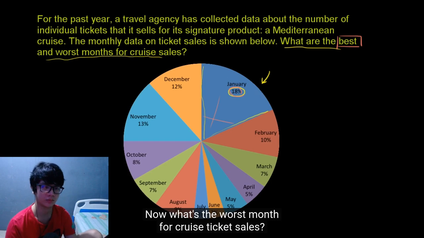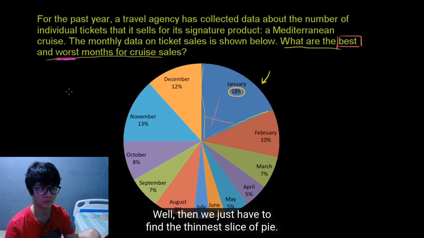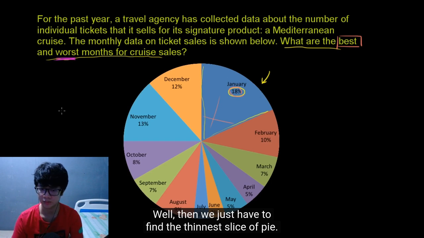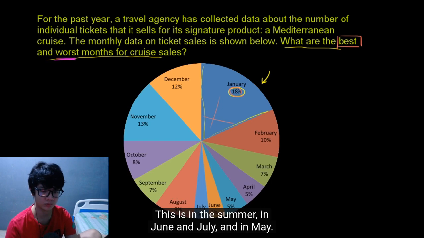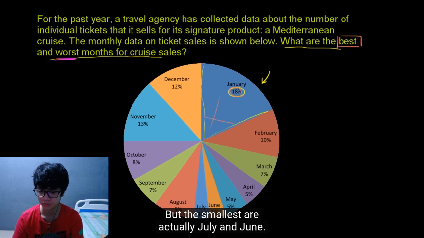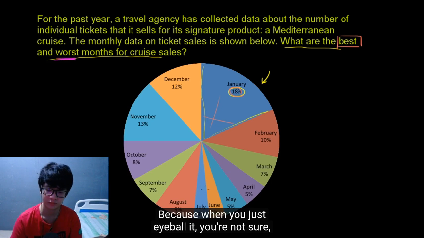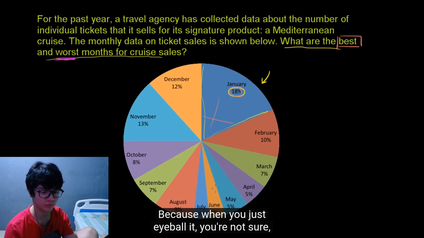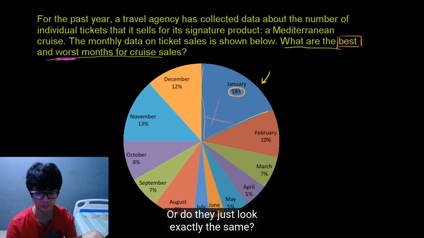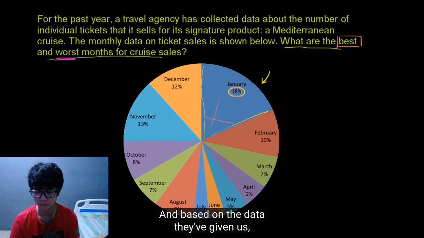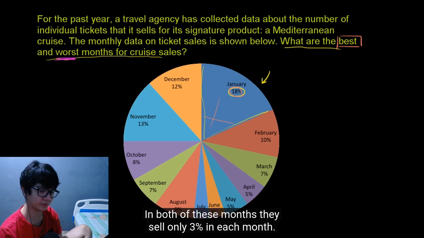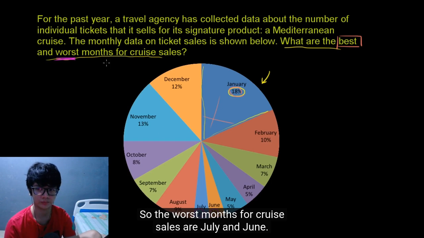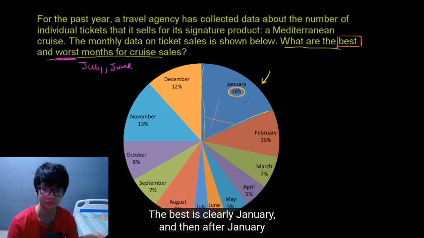Now, what's the worst month for cruise ticket sales? Then we just have to find the thinnest slice of pie. The slices get pretty thin down here, in the summer, in June and July, and in May. But the smallest are actually July and June. This is where the numbers become useful, because when you just eyeball it, you're not sure whether these are exactly the same. Based on the data they've given us, these are tied for the worst. In both of these months, they sell only 3%. So the worst months for cruise sales are July and June, tied for the worst. The best is clearly January.